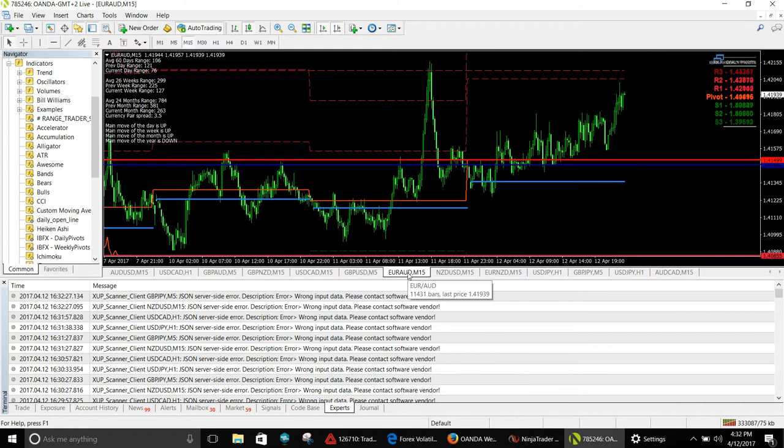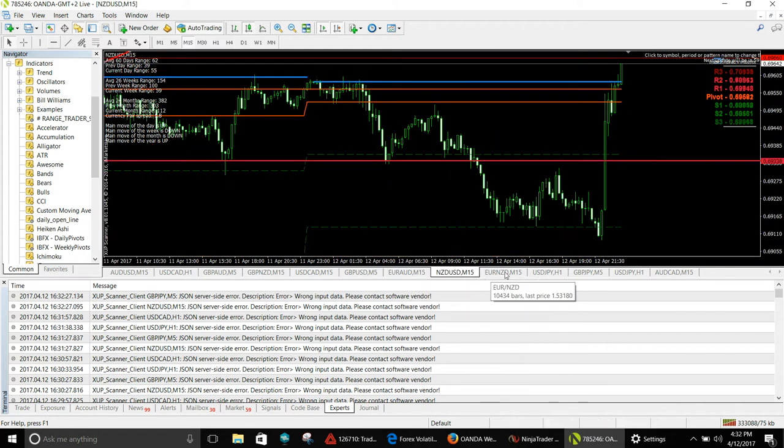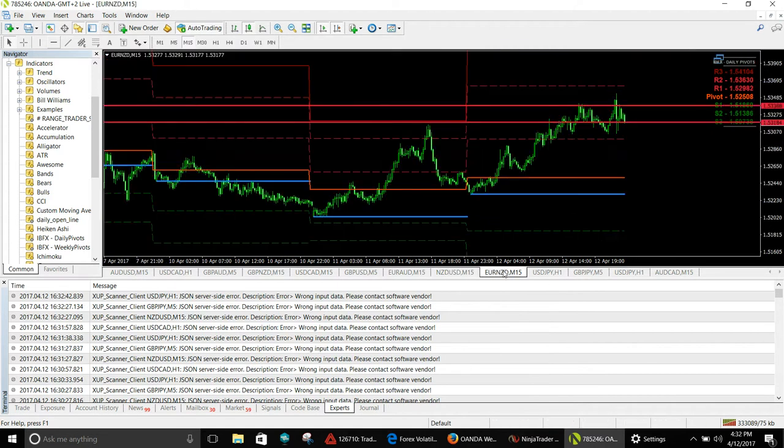How's the Euro Australian? Really not doing anything. These are the big movers, the pound New Zealand. See, the Euro New Zealand didn't even go anywhere.